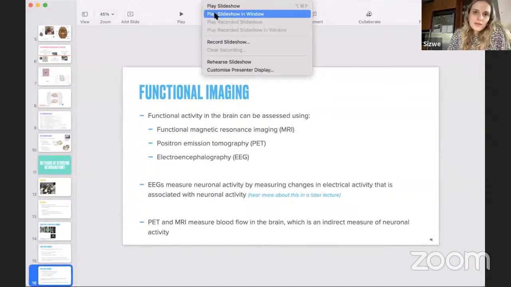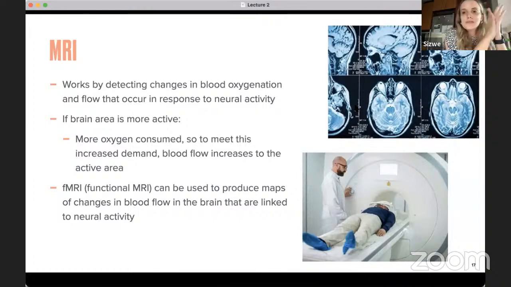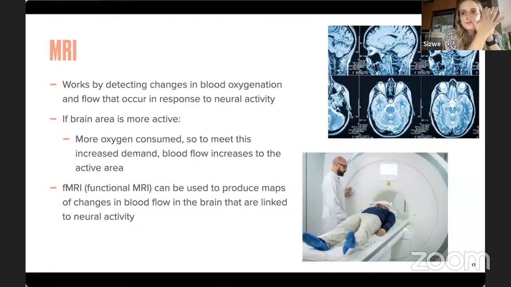Let's go back in. Can I play it in a window? Ooh, that will be useful. Hell yes. All right. Now we're going to look specifically. Let me just put this on. We're going to look specifically at MRIs now.